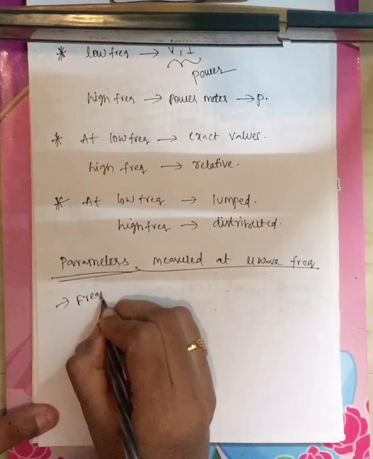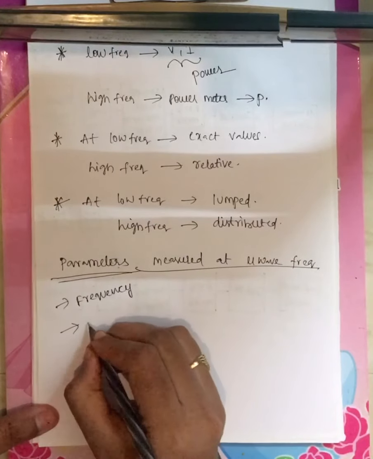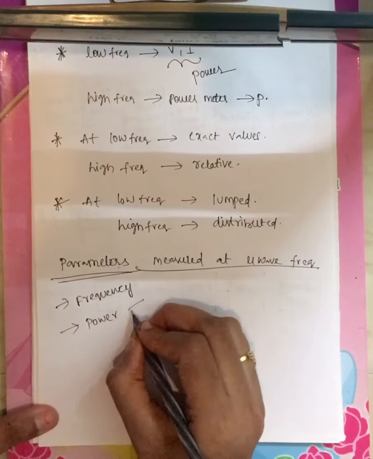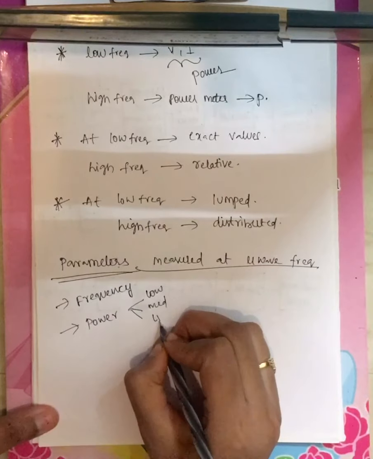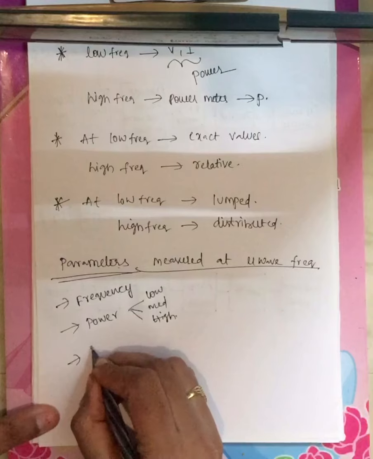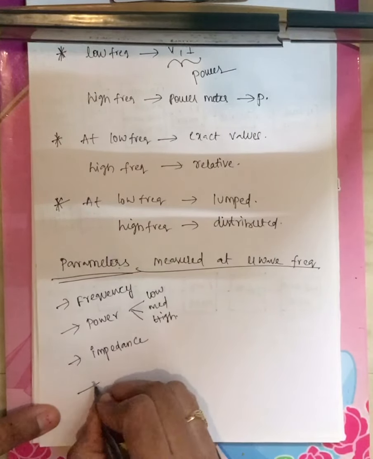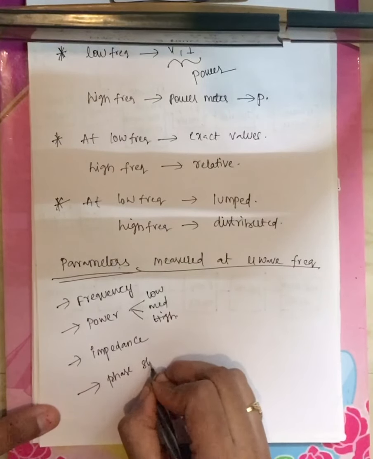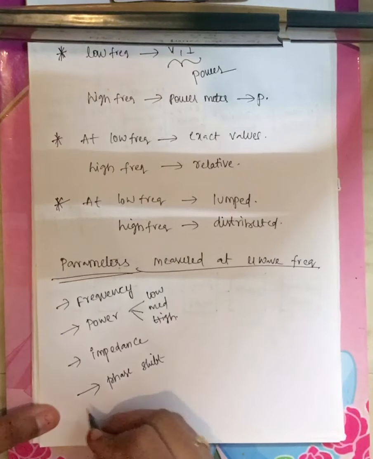The first one is frequency. You can measure frequency at your microwave frequency, right? And next is your power. Here also you'll have three different types of measurements: low, medium, and high power. And next, you can measure impedance at your high frequency microwave frequency. And next, you can measure the phase shift of a particular device, right? Phase shift of a particular device can also be measured at your microwave frequencies.